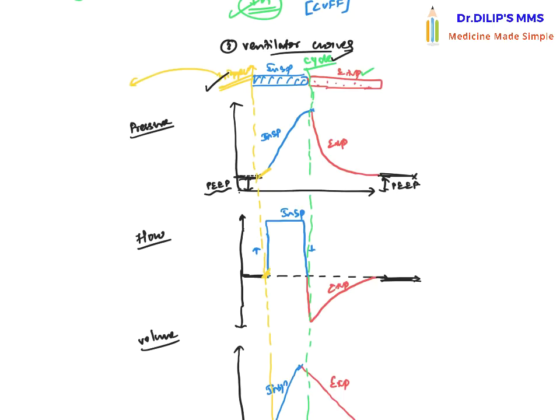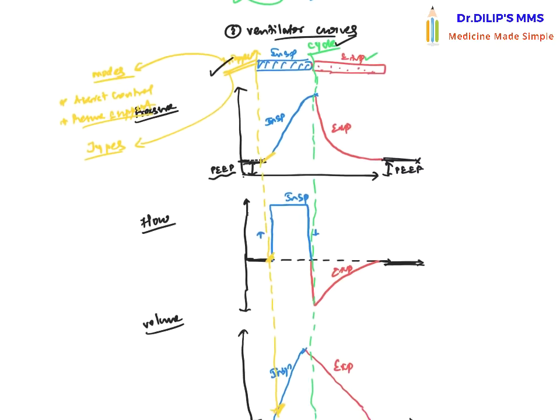About the trigger, there are two things you have to know. One is the basic triggering modes, and the other is what actually triggers, which we call types of triggers. So what are the two basic triggering modes? We call one the assist control mode. This is one of the basic triggering modes, and the second basic triggering mode we call the pressure support mode, called PS. So these are the two basic triggering modes.